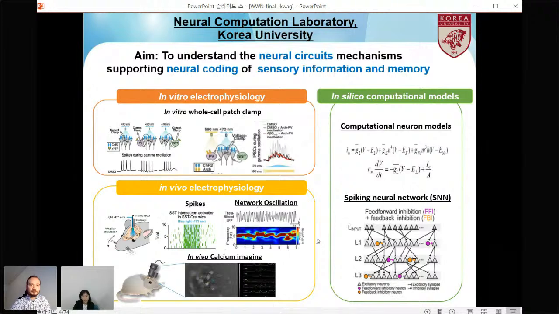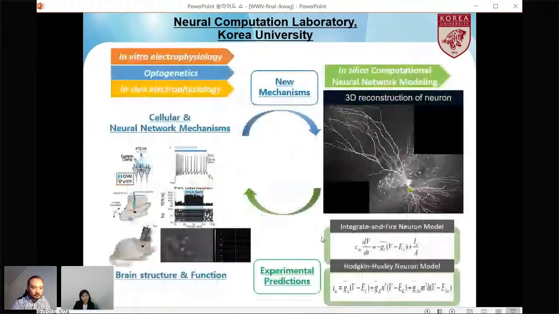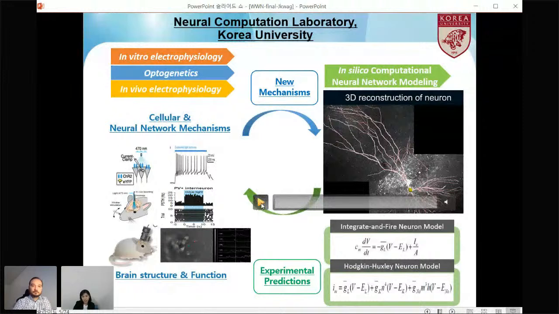So all three different methodologies are combined together in the lab. In vitro and in vivo electrophysiology, plus optogenetic manipulation methods, to study how the circuits, especially in our case inhibitory interneurons, are used in processing information, and that will give us insights into the cellular and neural network mechanisms, as well as brain structure and functions. And the data that we collect from these experimental methodologies are fed into our computational network model.